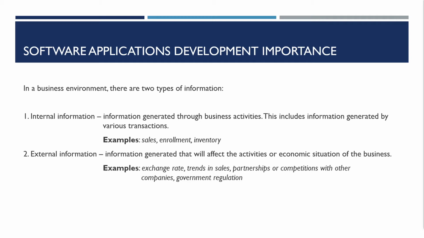Internal means those are the information inside the business, gathered inside the business, which will be utilized by the application or software. And external is the information from outside. It is not generated by the transactions of the system, but comes from the outside, though this will also affect the view of the business. Examples of internal are sales, enrollment, and inventory, and external are the exchange rate and trends in sales, partnerships or competition, and so on and so forth.